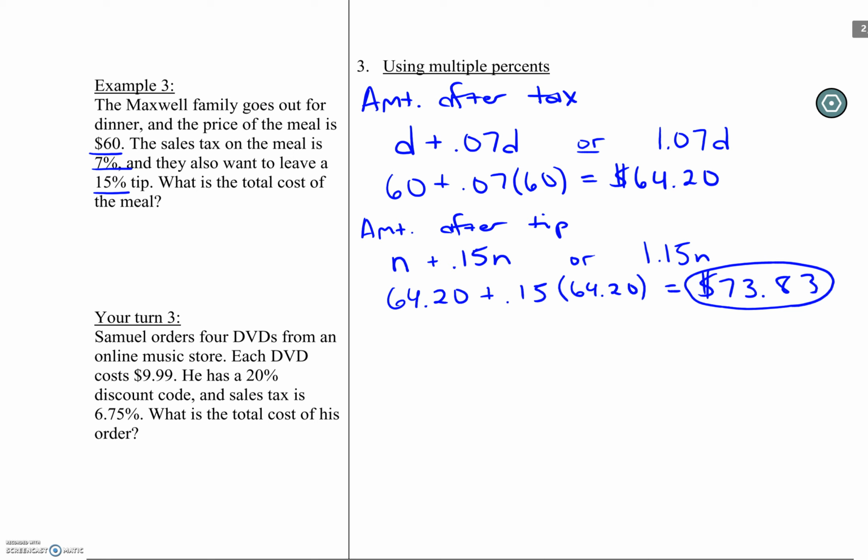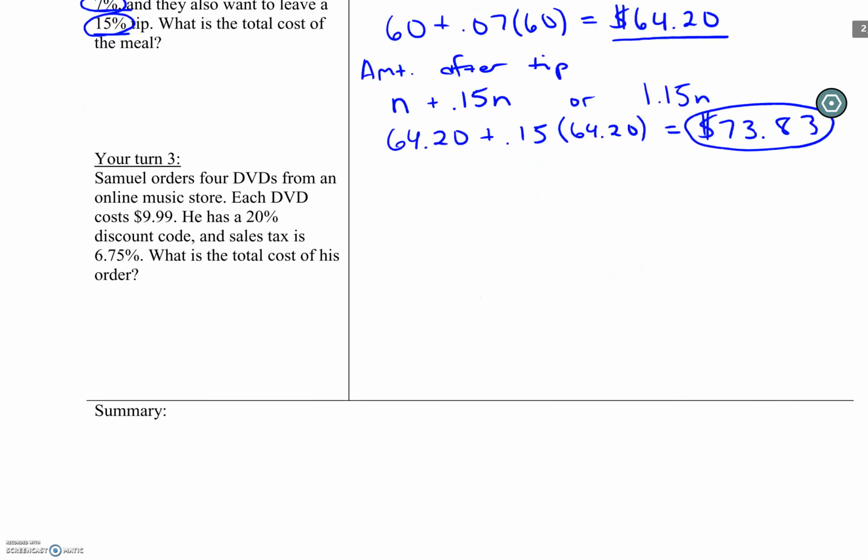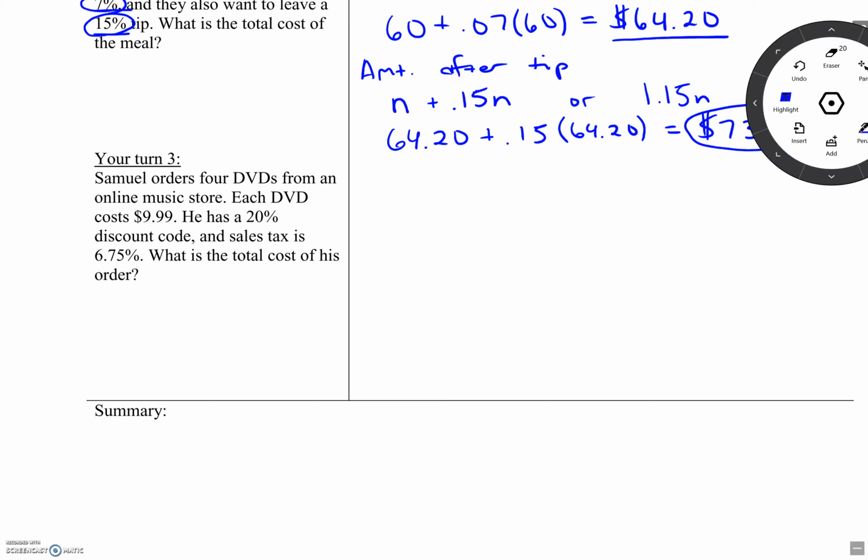Okay, so to recap, we went in steps. We followed the order of the problem. We started with the $60. We added the 7% tax to get that answer. That was $64.20. Then we added the 15% tip. So don't try to add the percents together. Don't try to multiply this by 22%. We're not adding those percents together. It is a successive amount of percentages being added on. All right, pause the video here, try the last example, and replay when you're ready.